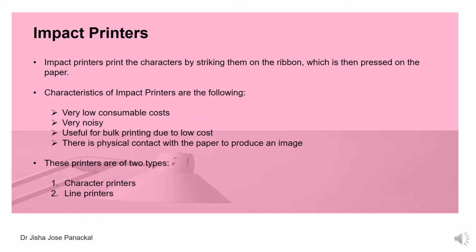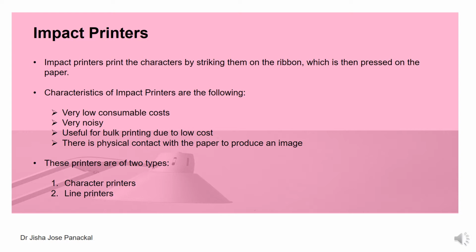Now let's see what an impact printer is. Impact printers print the characters by striking them on the ribbon, which is then pressed on the paper. So it is like we are using hammers to strike on a paper using several pins.